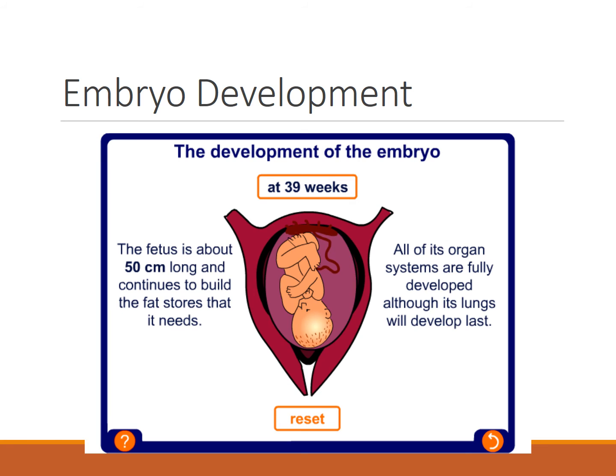And then lastly, at 39 weeks, the fetus is about 50 centimeters long and continues to build the fat stores that it needs. All of its organ systems are fully developed, although its lungs will develop last. And as you can see, it is in the position ready to be birthed head first.